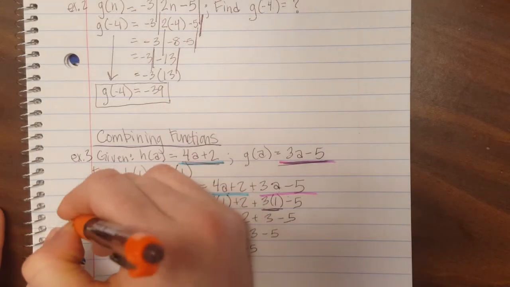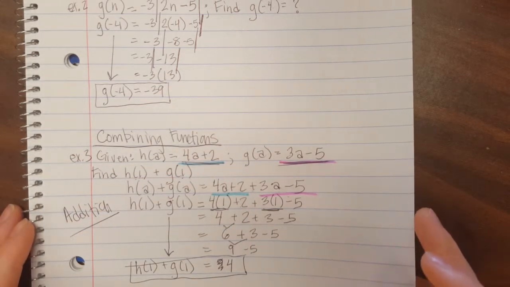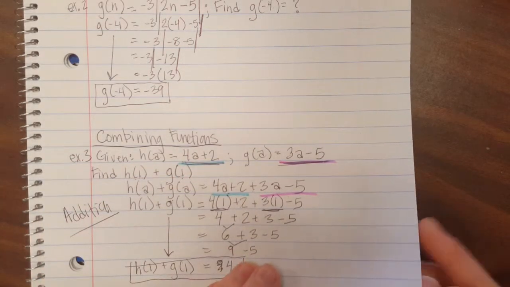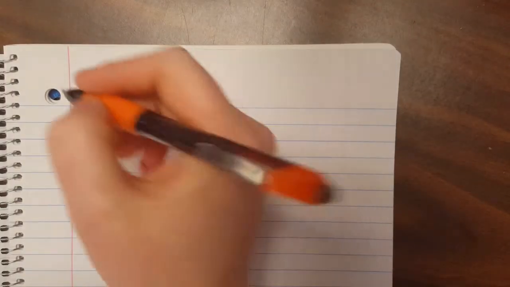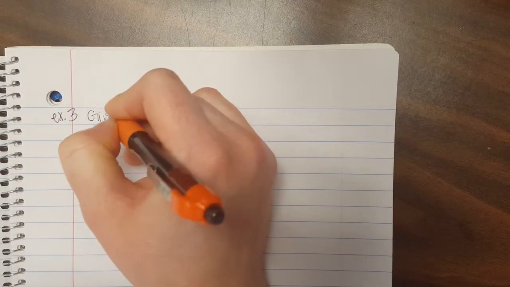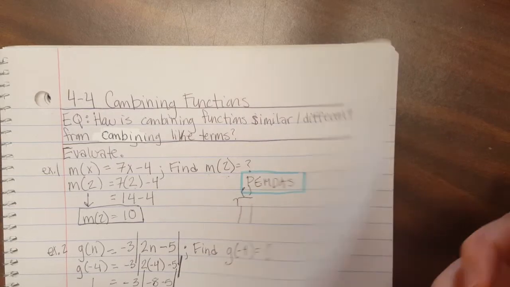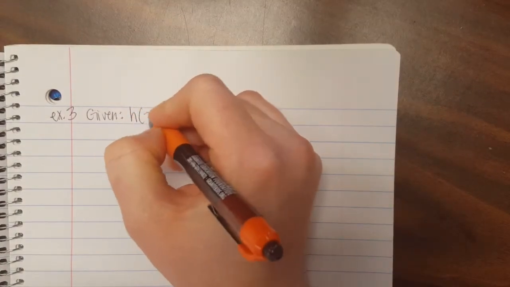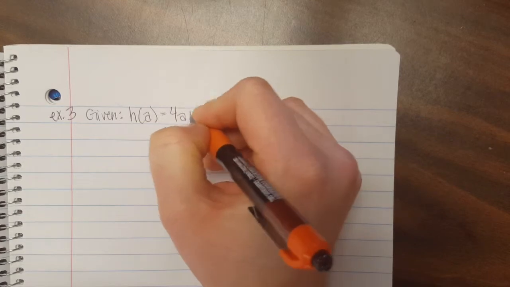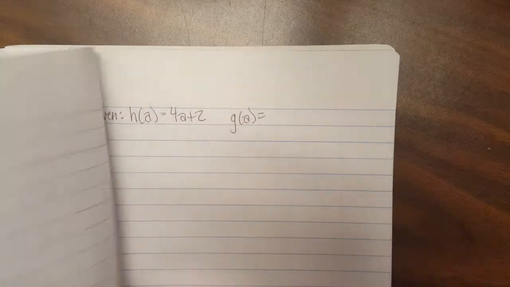So this one, we practice addition. Let's try it again with subtraction. We can even use the same functions. Example 3, again given. You don't have to rewrite this unless you're on a separate piece of paper, but since I moved to a different paper, I'm going to rewrite them. H of a equals 4a plus 2, and g of a equals 3a minus 5.